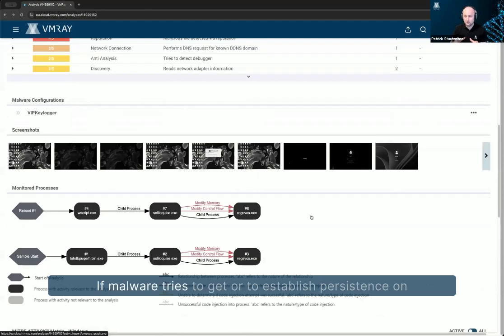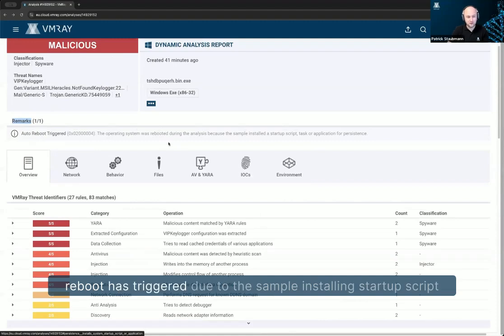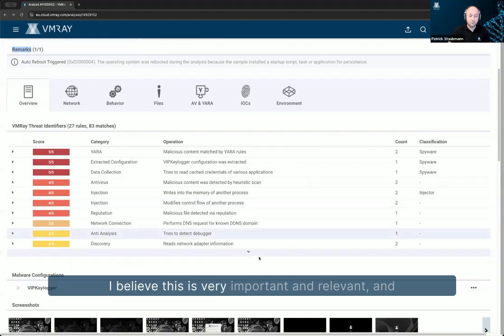If malware tries to establish persistence on an infected machine, which means that it should survive reboots, say the user goes home in the evening, shuts down the machine and starts it the next day, then of course a threat actor still wants to have access to this machine. That's why they usually try to get persistence. In this case, there is a remark message at the top of the analysis report that indicates an automatic reboot was triggered due to the sample installing a startup script or a task for an application for persistence. And I believe this is very important and relevant.